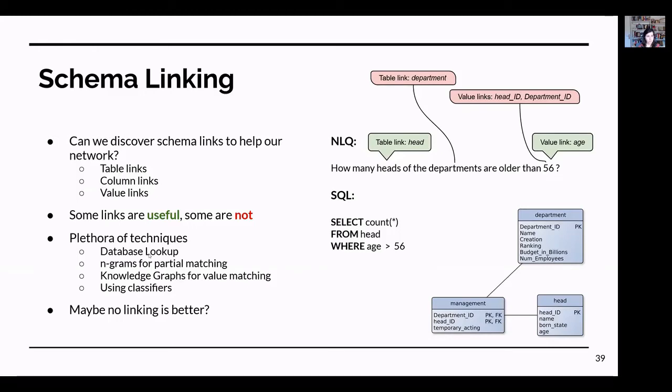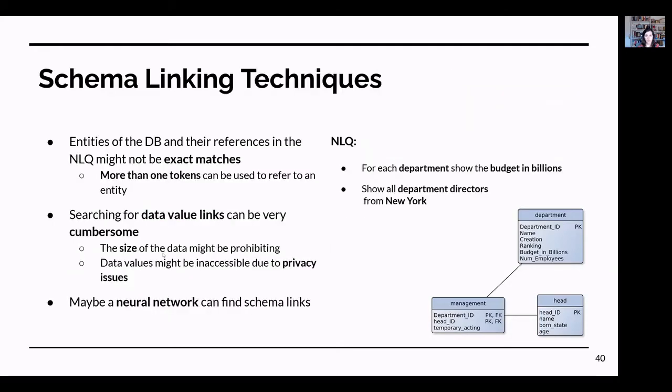Of course, as we're going to see when we're discussing particular examples of text-to-SQL systems, some of them actually do not use any special schema linking technique. They rather have the neural network that is responsible for the translation figure out schema linking implicitly, and do not perform anything else in addition to that. So let us talk about some specific schema linking techniques.